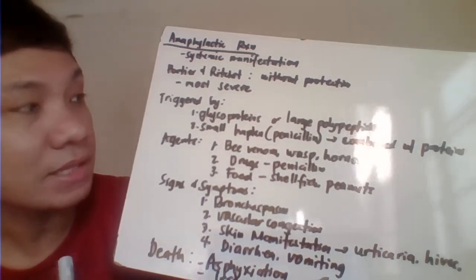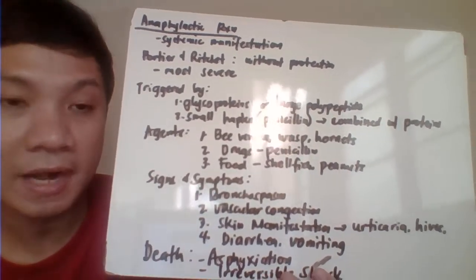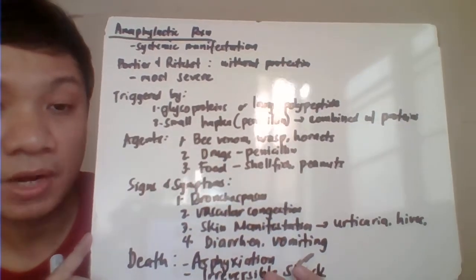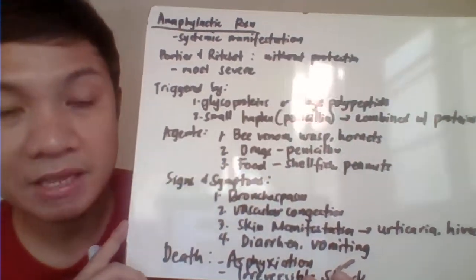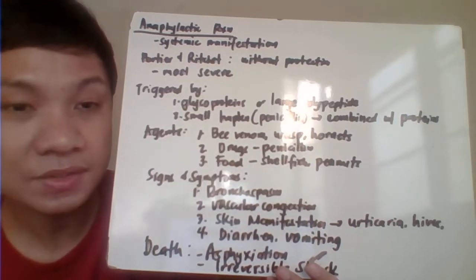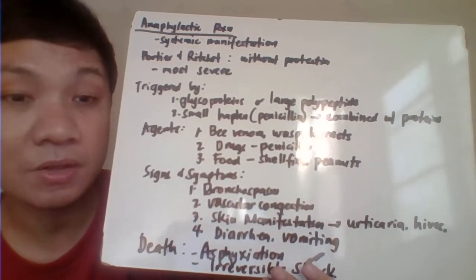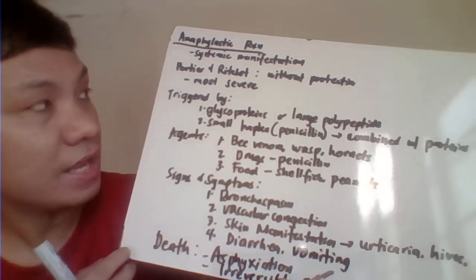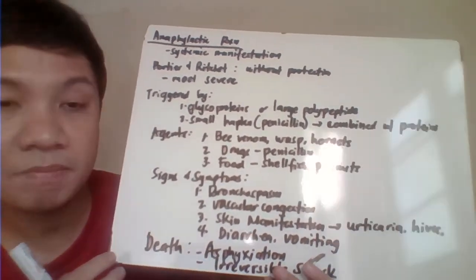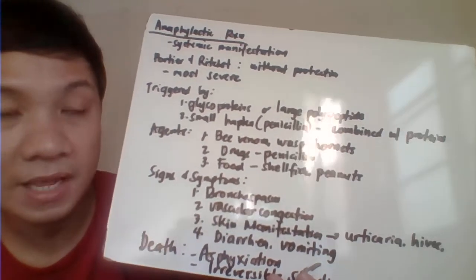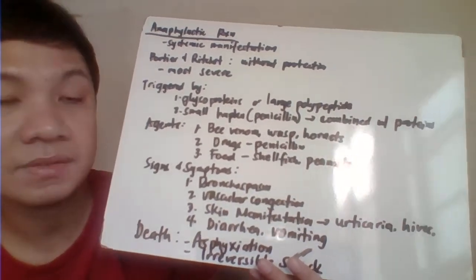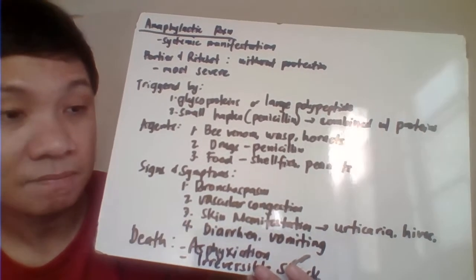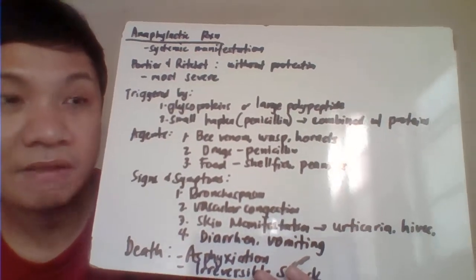Primarily this is triggered by exposure to large glycoprotein substances or even large polypeptides. It can also be triggered by a small allergen, provided that it is combined with a carrier in order to become immunogenic. The agents of an anaphylactic reaction could be environmental allergens like bee venom, wasps, hornets. It could also be triggered by food or even drugs. Food like seafood.